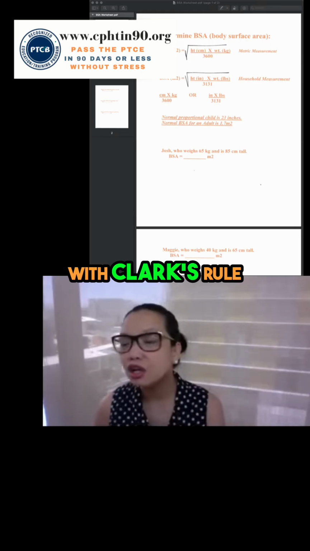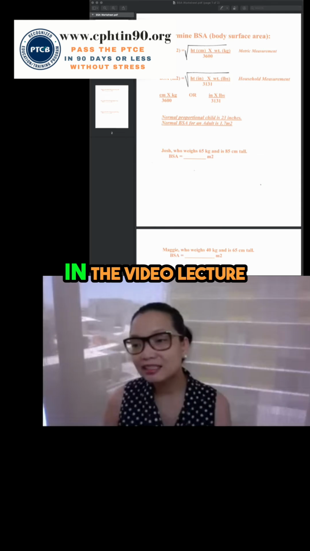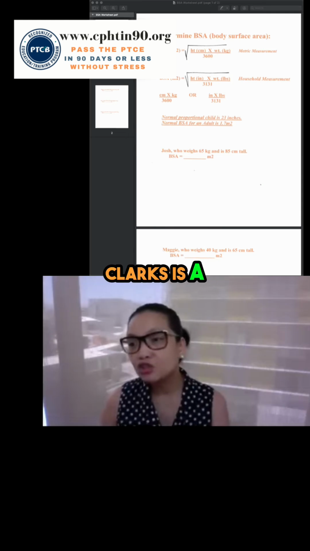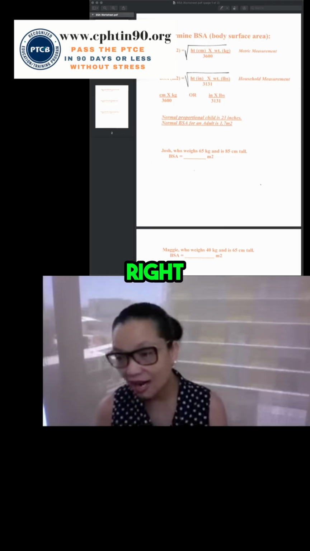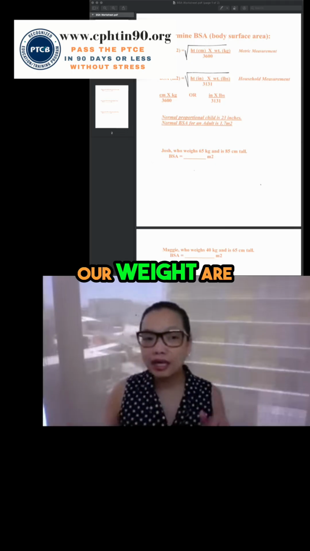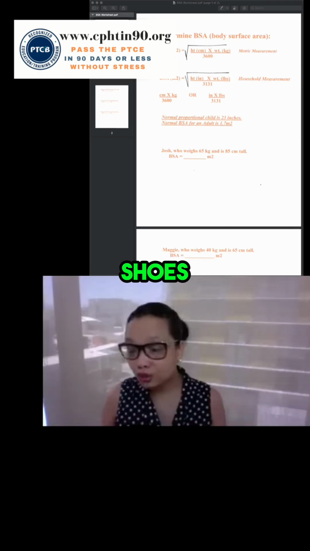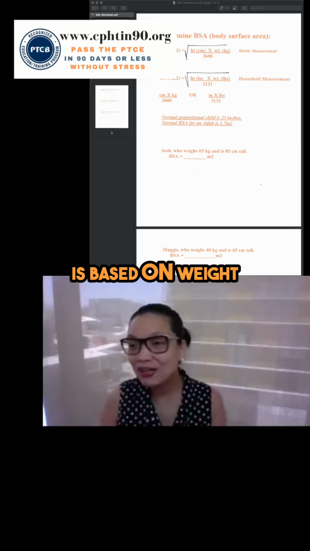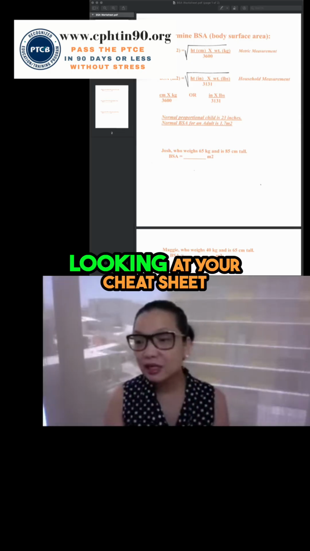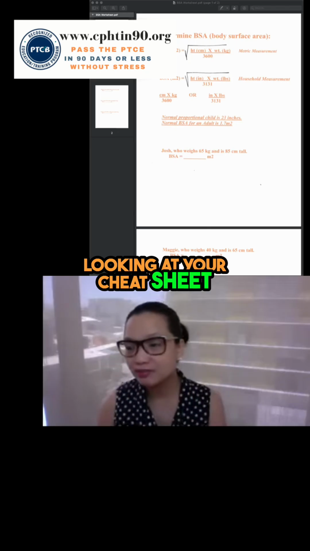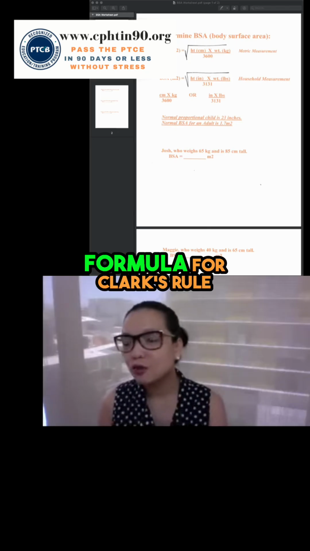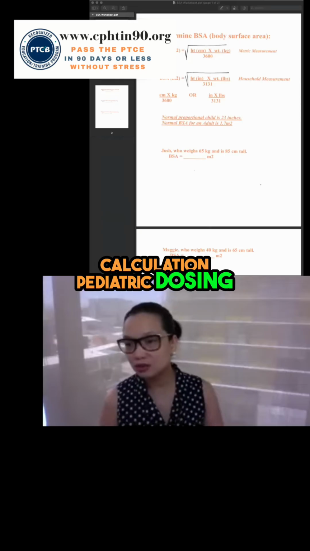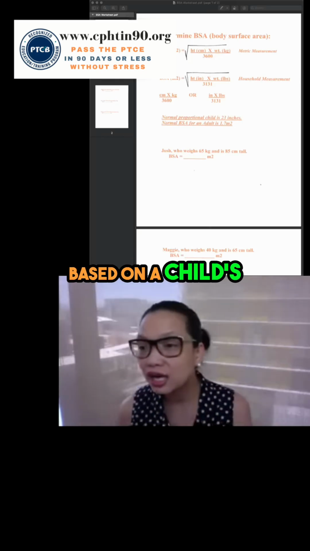Let's start off with Clark's rule. What did I say in the video lecture? How do I remember Clark's rule? Clark's is a shoe brand, right? And all of our weight is on our shoes. So the calculation is based on weight. Nate, looking at your formula sheet, what's the formula for Clark's rule? This is a calculation, pediatric dosing, based on a child's weight.